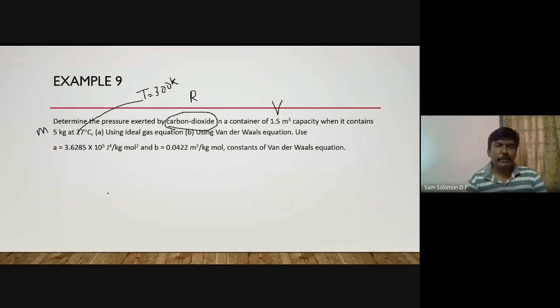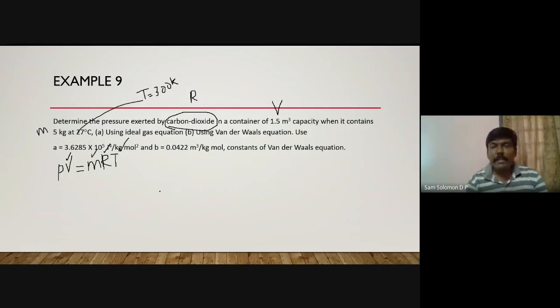For the ideal gas equation of state, it is very simple. PV is equal to MRT, and R is RU divided by molecular mass of carbon dioxide, so you know the value of R. Mass is given in the problem, temperature is given, and volume is also given. So P is MRT divided by V. A very straightforward answer for the ideal gas equation of state.